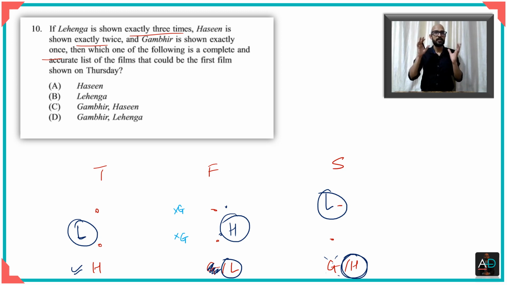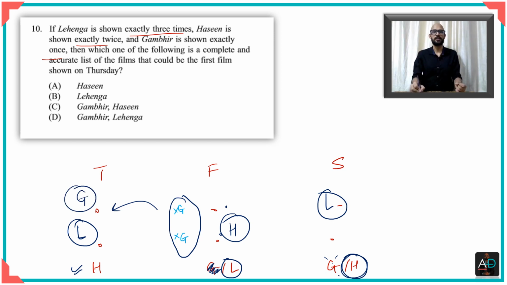We have to keep quite a lot of data in our head this time, and this is what you should practice, because you need to be able to keep some amount of data in your head. Okay, and then it says that Gambhir is shown exactly once. Now you see, Gambhir is not shown on Friday. Okay, now if Gambhir is shown on Thursday, that's possible. If Gambhir is shown on Thursday, that means Gambhir will not be shown on Saturday and Haseen would be shown on Saturday.